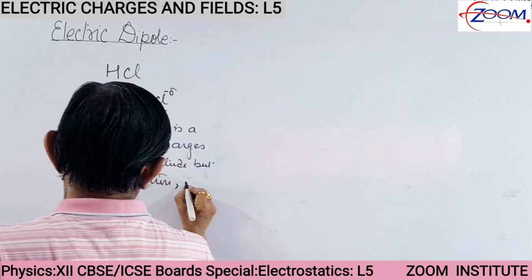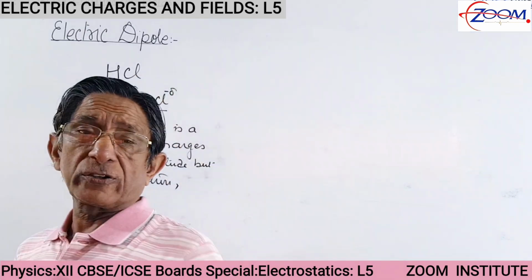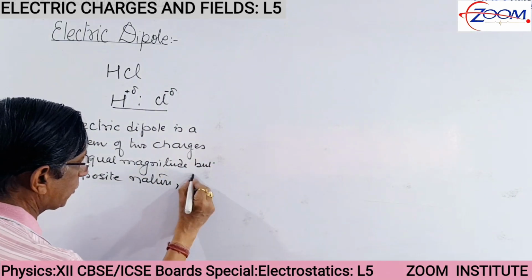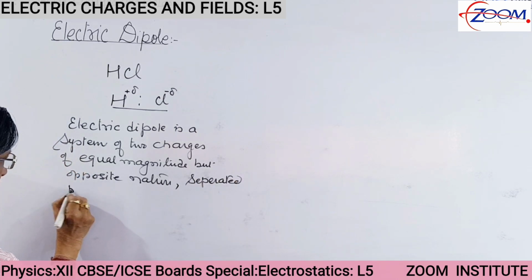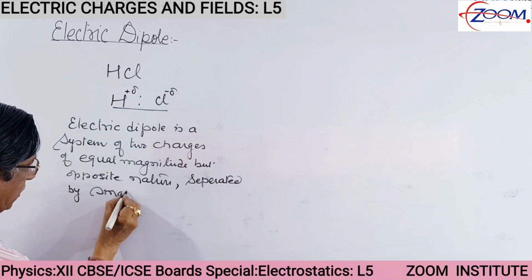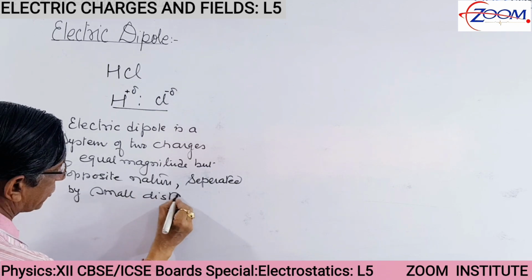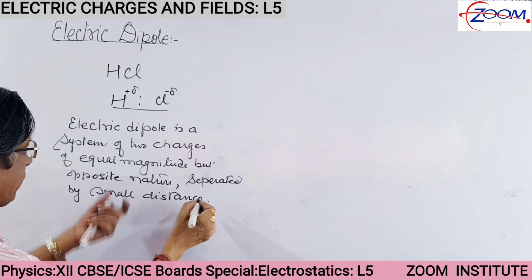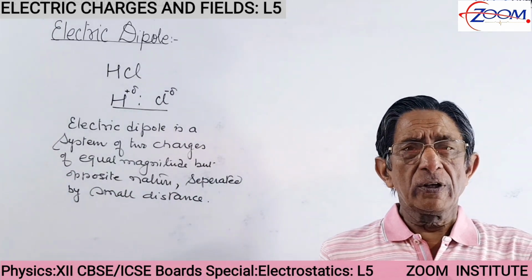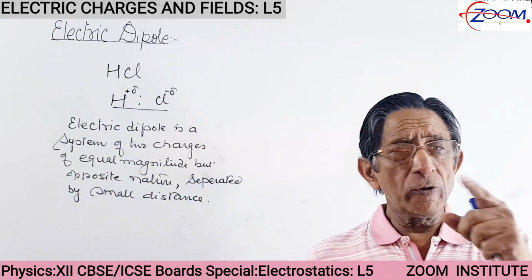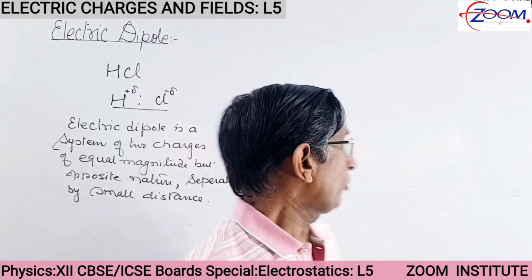One more thing, separated by a small distance. So what is the definition of electric dipole? Electric dipole is a system of two charges of equal magnitude, opposite in nature, separated by a small distance.